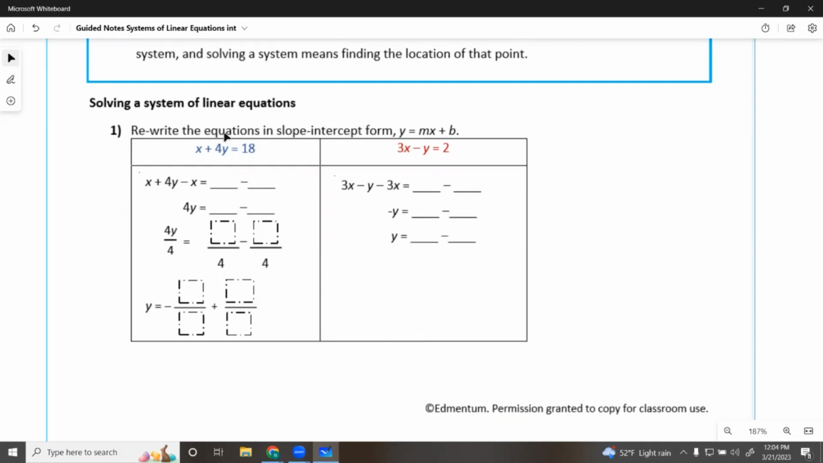Rewrite the equations in slope-intercept form, y equals mx plus b. All right, let's see if we can get there.